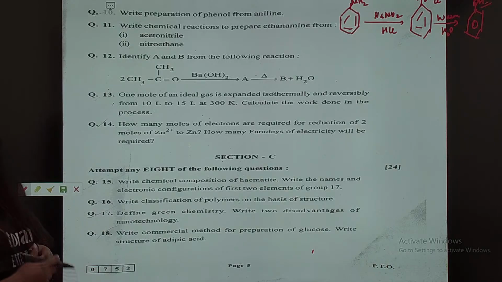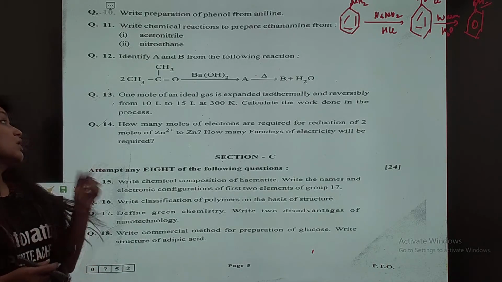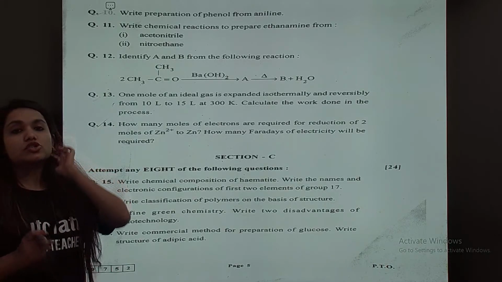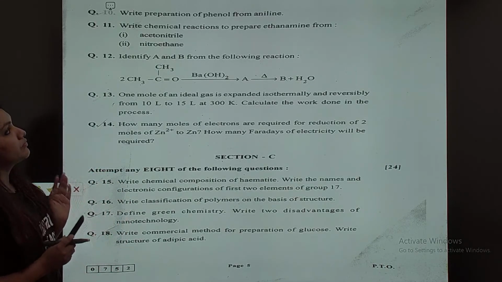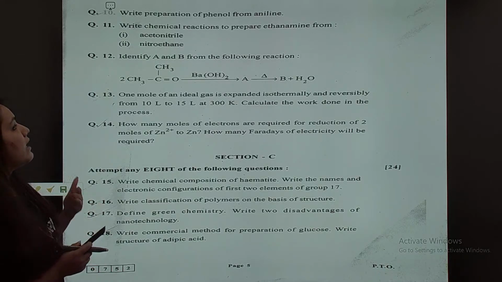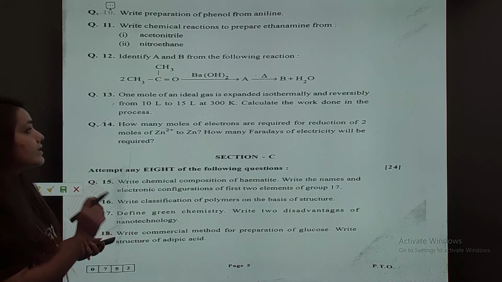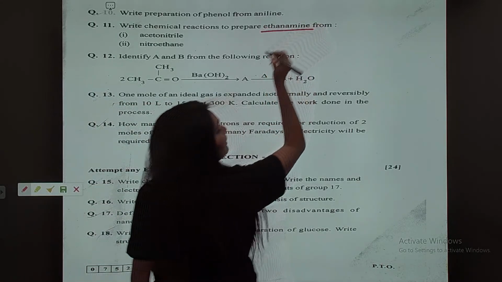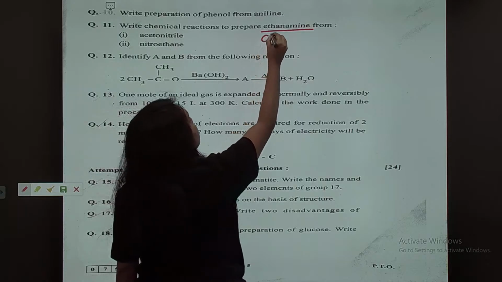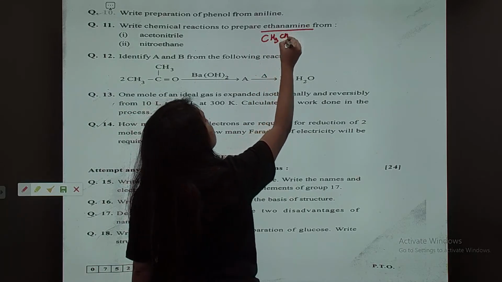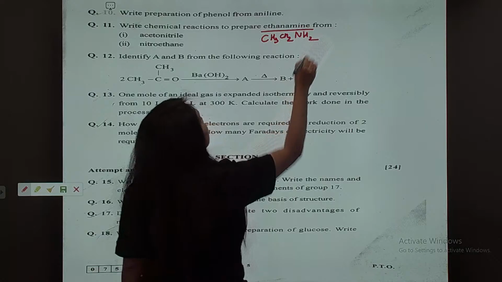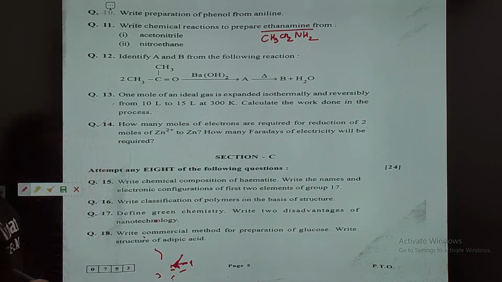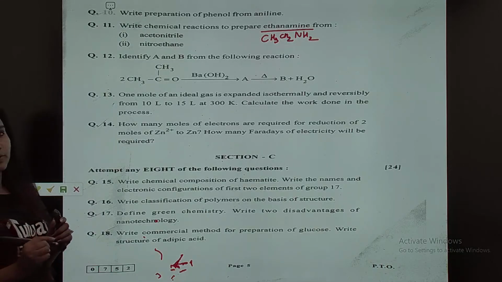Moving on to question number 11, everyone. Question 11 says, write the chemical reactions to prepare ethanamine from acetonitrile and from nitroethane. So let us first understand what ethanamine is. It's quite simple. It is CH3CH2NH2. So we are supposed to prepare this using acetonitrile and nitroethane, right?